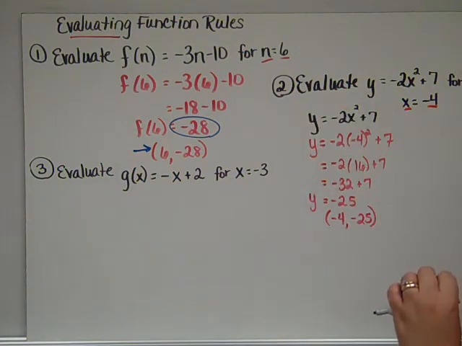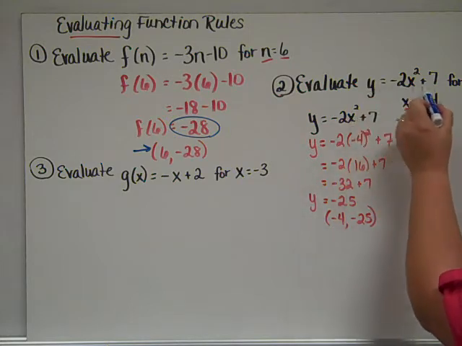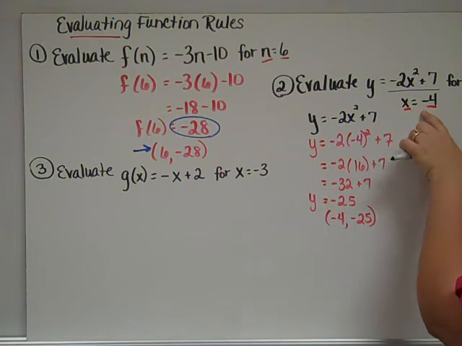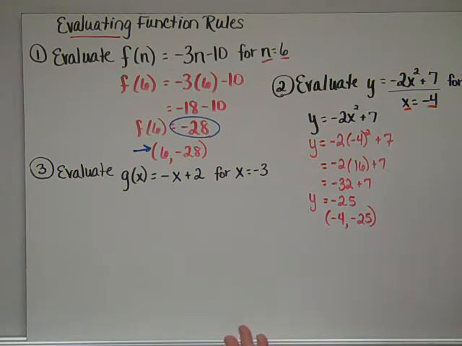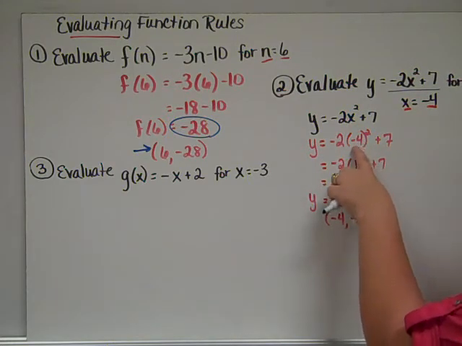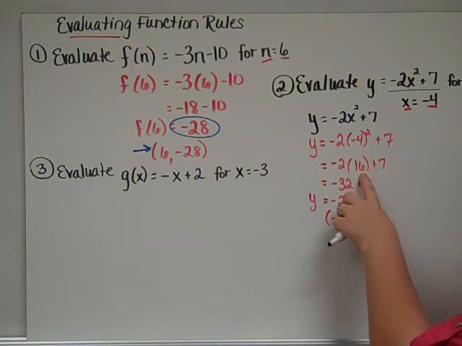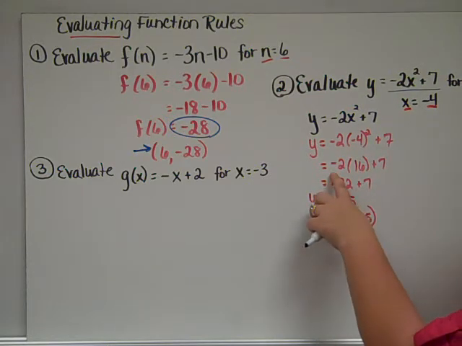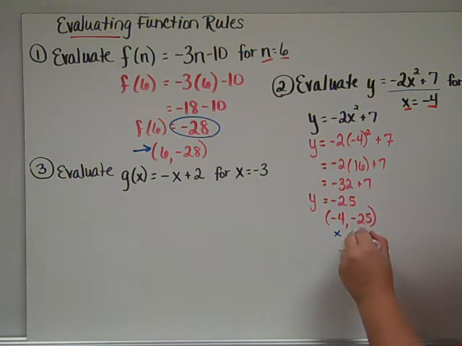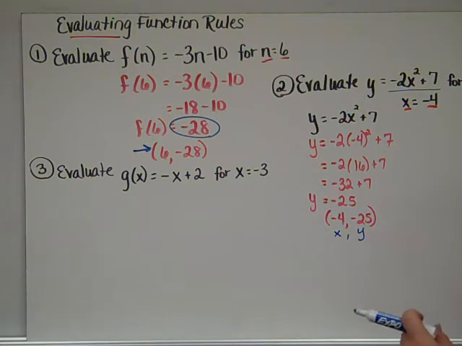Number 2, here I have y equals negative 2x squared plus 7. I want to evaluate it when I put in negative 4. So negative 4 is my x, my input value. When I plug in negative 4, wherever I see an x, negative 4 squared is positive 16. Multiplying positive 16 times negative 2, I get negative 32, plus 7, which is negative 25. So here's my x, and there's my y. That's an ordered pair for that function.